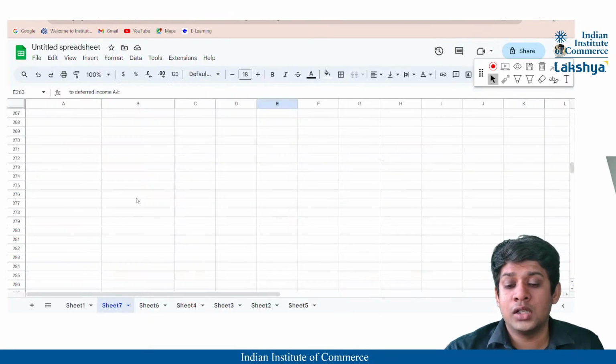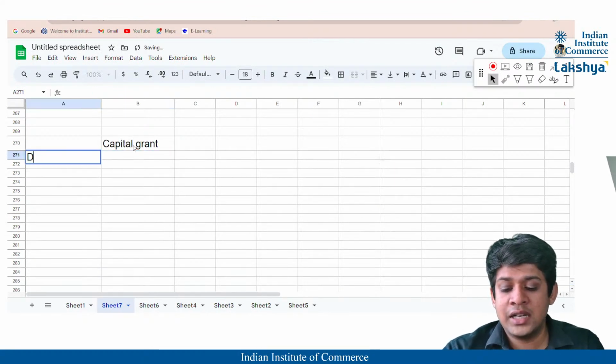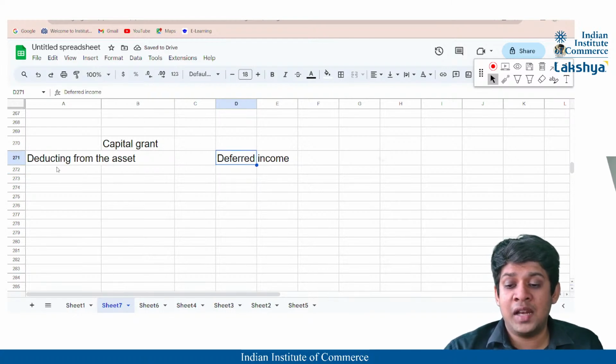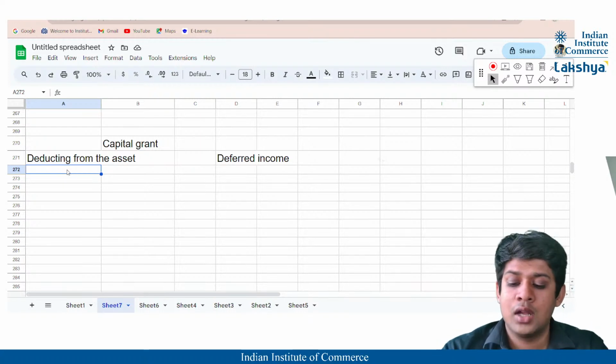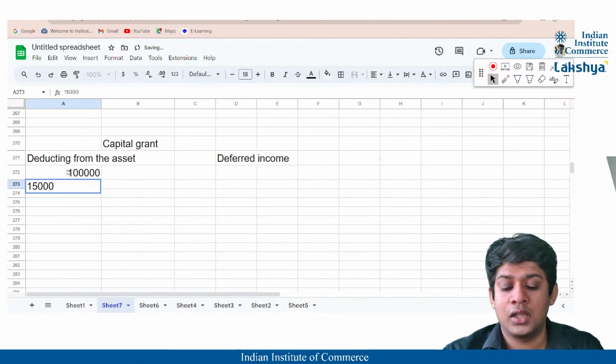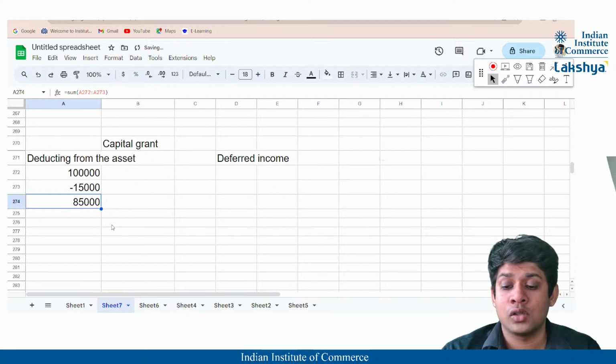Okay. So there are two methods of actually treating a capital grant, that is deducting from the asset and treating it as a deferred income. Right? These are the two methods. Deferred income method, same as I previously explained you. Deducting it from the asset is nothing but I purchased the asset at $1 lakh and for that I received the government grant of 15,000. So that will be directly deducted from the value of my asset and I can take the value of my asset to be 85,000.